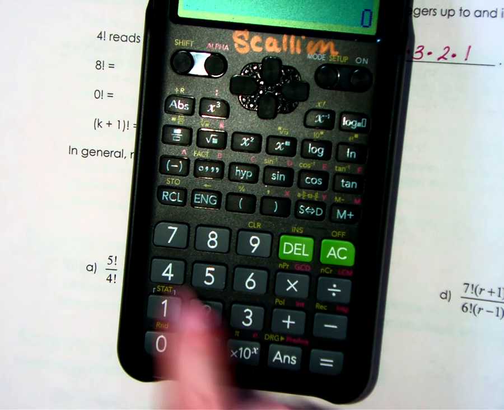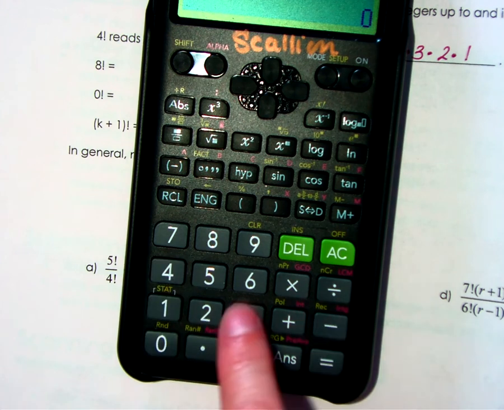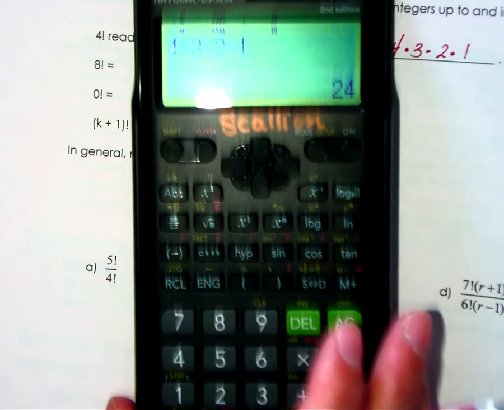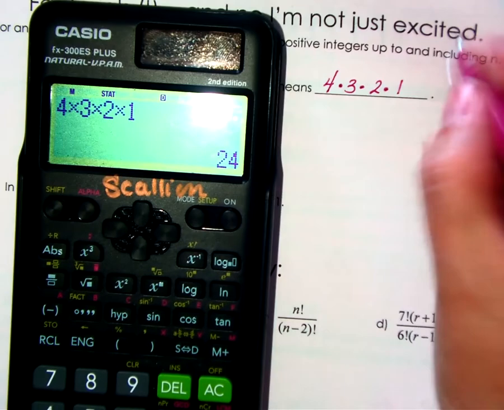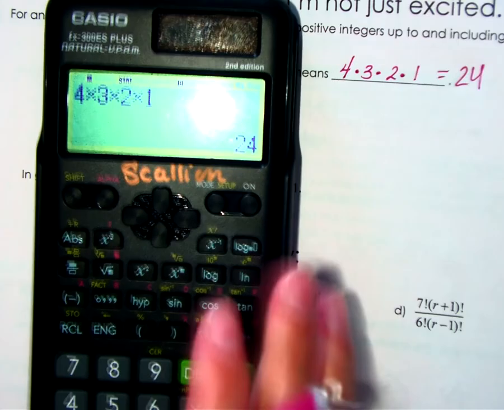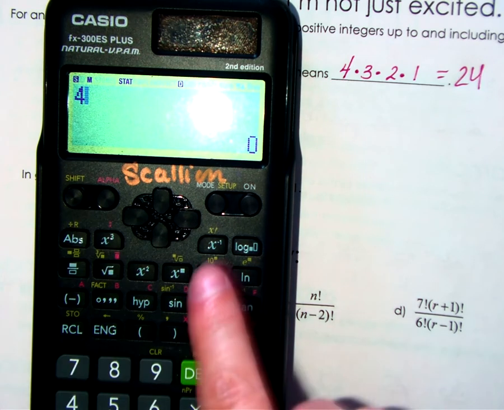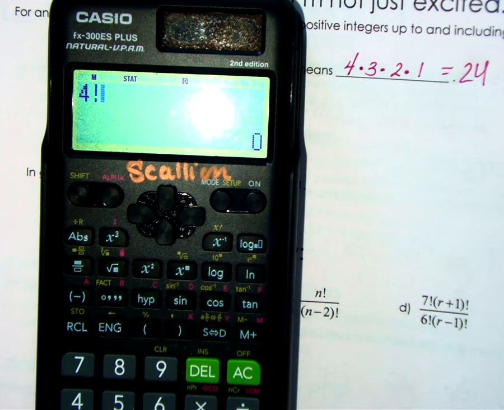So what we're going to do is, you guys would agree that 4 times 3 times 2 times 1, what does that give you? 24. So let's check to see if the factorial buttons on our calculators are working. So I'm going to do 4 shift factorial. Are we going to get a factorial graph? No. No graphing.